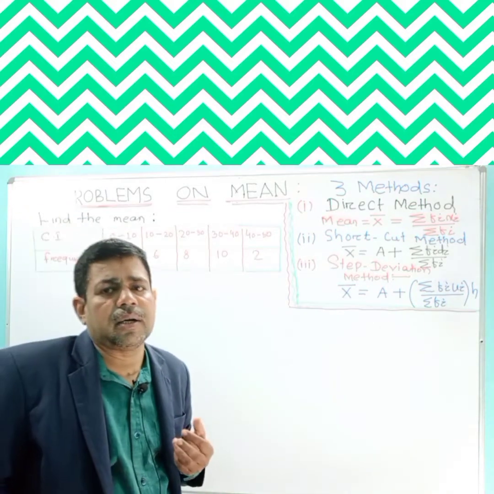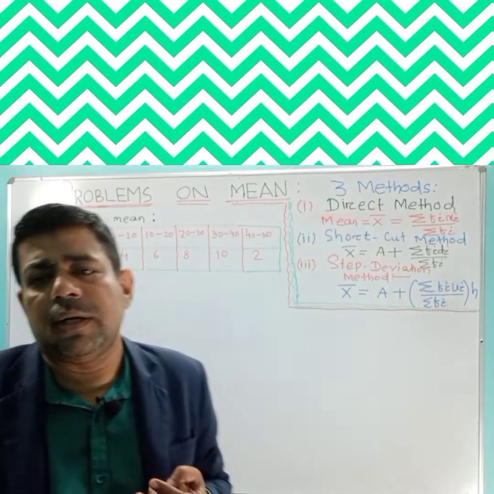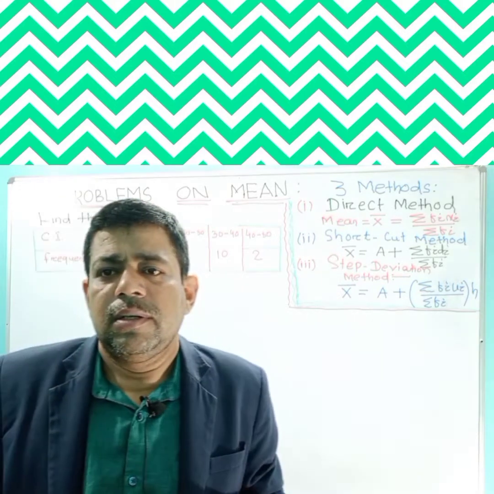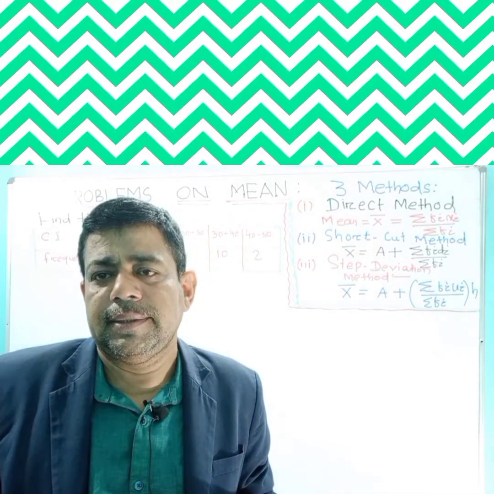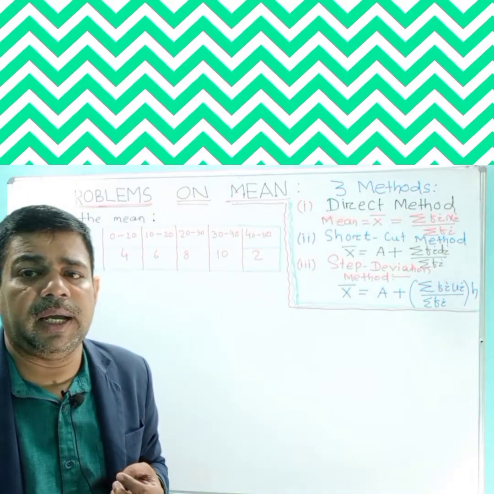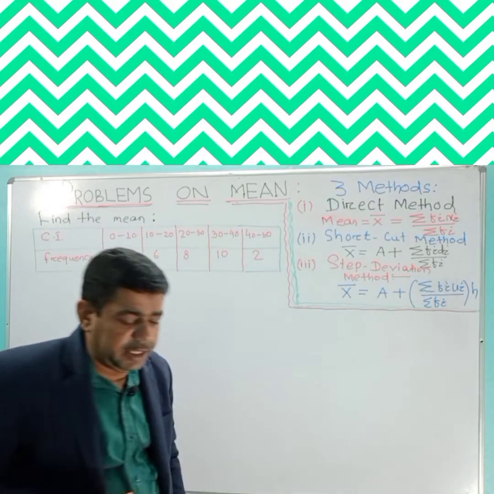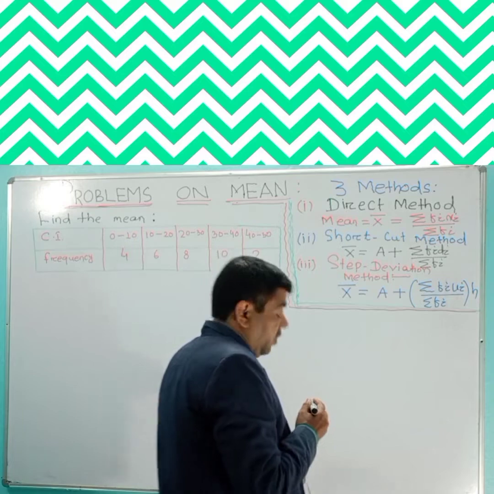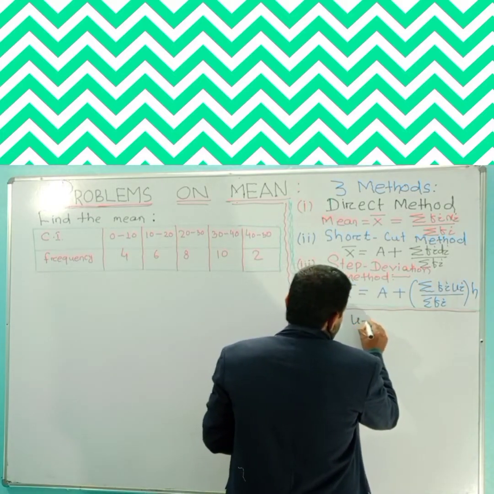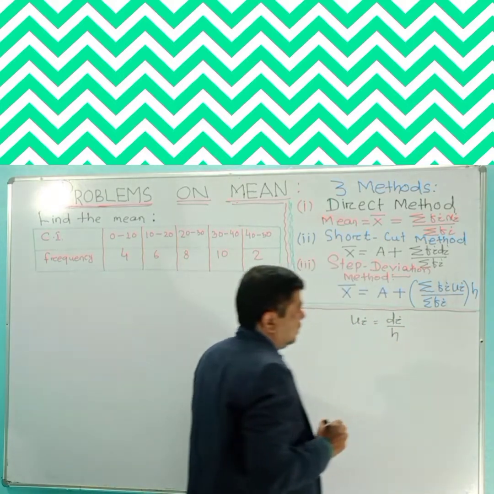And last is the step deviation method. In this method, the formula is that the mean x bar is equal to a plus summation of fi ui divided by summation of fi, whole into h, where ui is equal to di by h, and h is the class size.